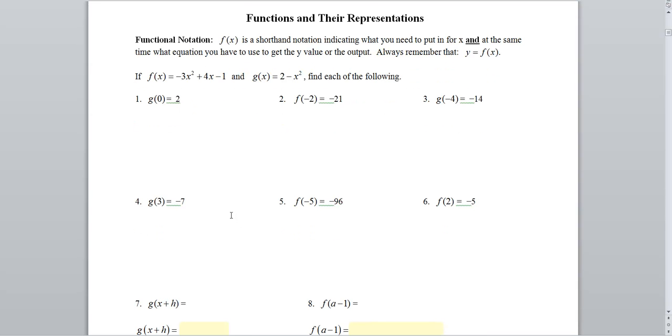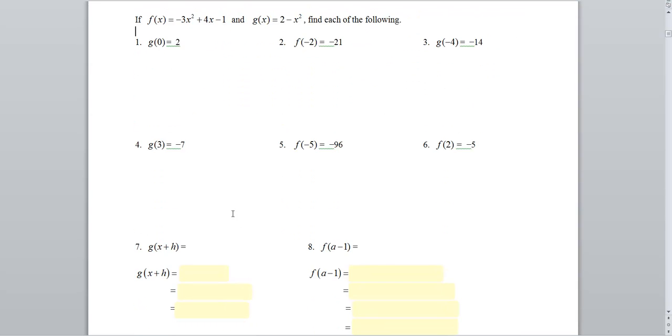Now, on these particular problems, I have got some different type of problems where I substitute in variables. And we have to go back to our algebra and remember how to square a binomial and use the distributive property. So in this problem, they want me to go to g. So here's g. And if you'll notice what's in parentheses, think about picking up what's in parentheses and putting it in for x. So I should have 2 minus parentheses x plus h quantity squared.